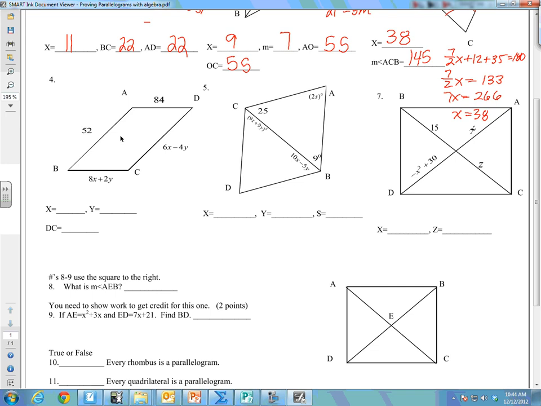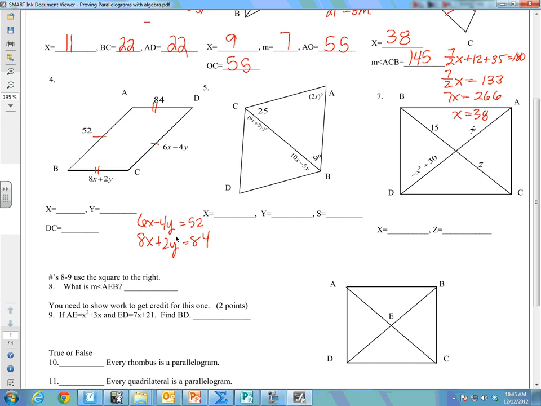This question down here, opposite sides of a parallelogram should be congruent. So I get 6x minus 4y should equal 52. That side there and that side there are congruent. And likewise, I know that these two sides are congruent, so I'll say 8x plus 2y is equal to 84. Now these two equations are a system. I needed something to cancel out.